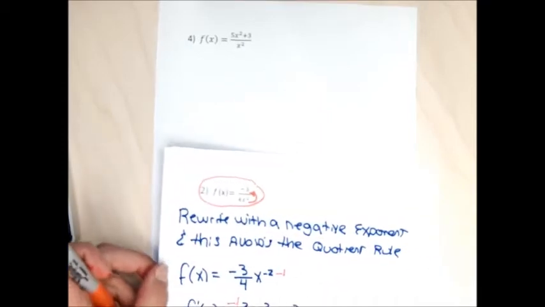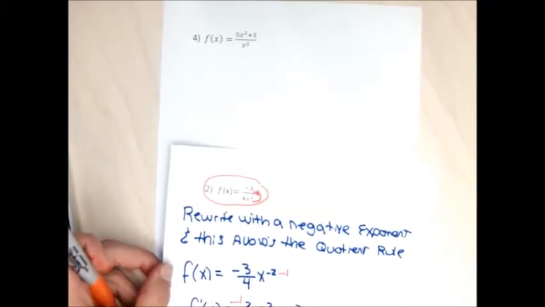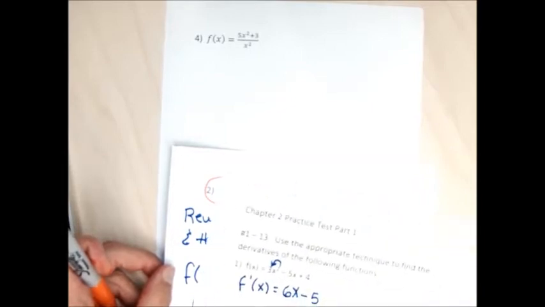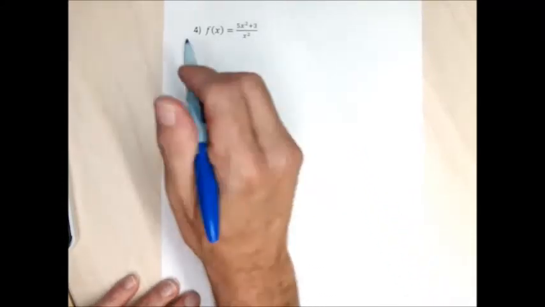Problem 4 is a fraction. I could use the quotient rule for 4. Just like I did a rewrite for number 2, I could also do a rewrite for number 4. It turns out that on the test, most students just want to use the quotient rule. But there's 2 ways to do this problem because the denominator just has a monomial.